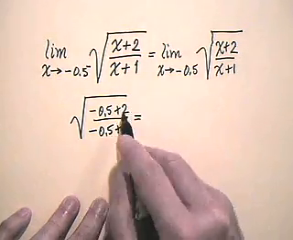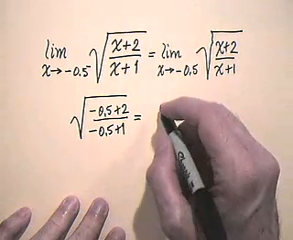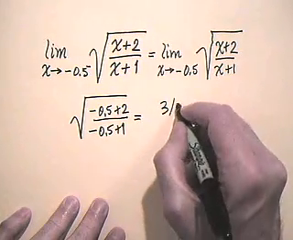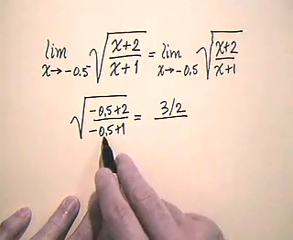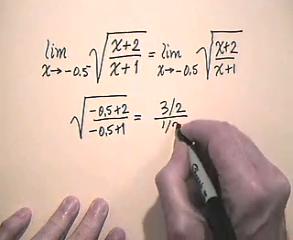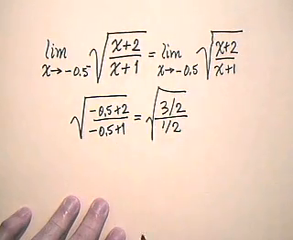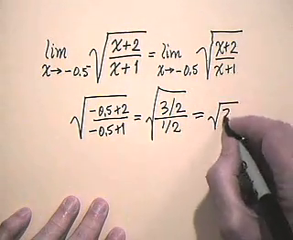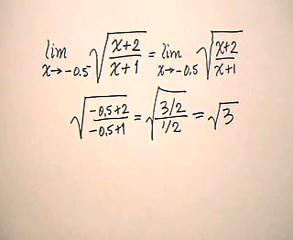So we end up with 2 minus a half, that's 1.5, and let's write that as simply 3/2. And 1 minus a half is simply 1/2, all inside the square root. And of course, these twos cancel, and we simply end up with the square root of 3. So the square root of 3 then is the left-hand limit as x approaches negative 0.5 of our expression, the square root of the quantity x plus 2 over x plus 1.